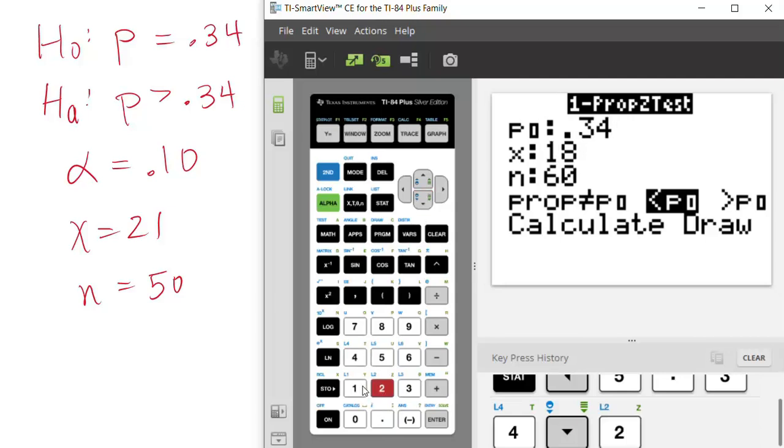X is 21. N is 50. I know I skipped over alpha. Alpha doesn't go into the calculator. We use alpha in the 5th step to help us make the decision.